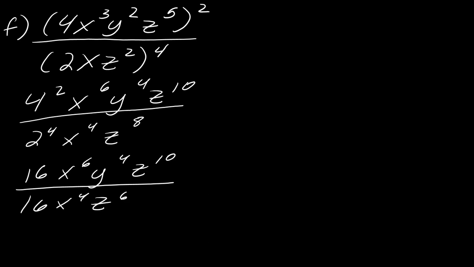So what does that mean? That means that the 16s will actually cancel out. So I can cancel those out entirely. So now I can really just use the quotient rule here with the x's and with the z's. So to finish this, I will take x to the 6 minus 4. I'm going to leave the y to the 4th alone. And then I've got z to the 10 minus 6.